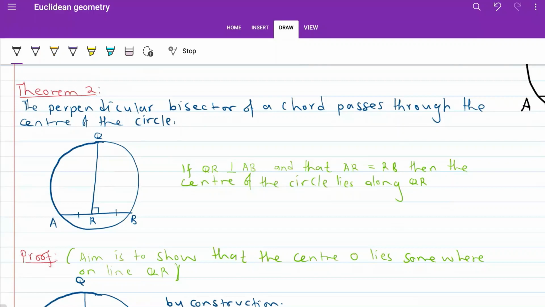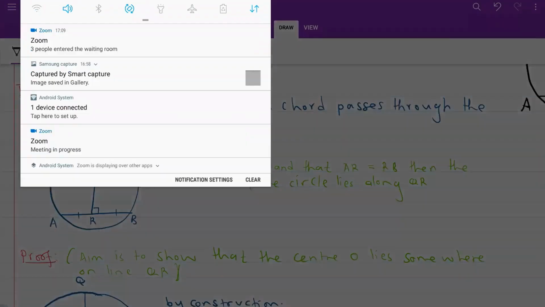Then we go to theorem number two. Let me admit these three people here who are waiting.